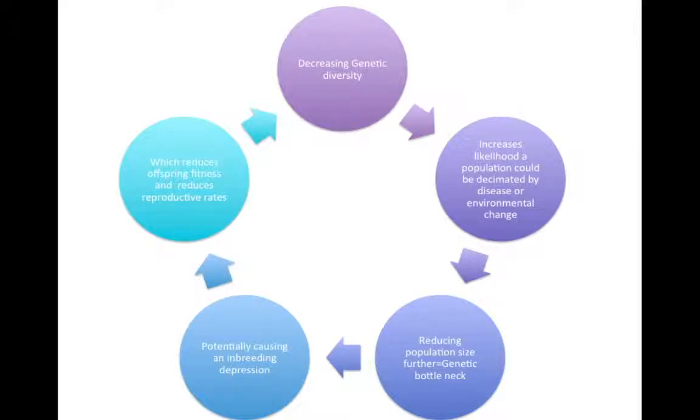So I just quickly put this diagram up there just to help you. If we start off with decreasing genetic diversity, this increases the likelihood that a population could be decimated by disease or environmental change. This then could reduce the population size further, causing a genetic bottleneck. This can potentially cause an inbreeding depression, which reduces offspring fitness and reduces reproductive rates, causing a decrease in genetic diversity. So it can become quite a vicious circle.